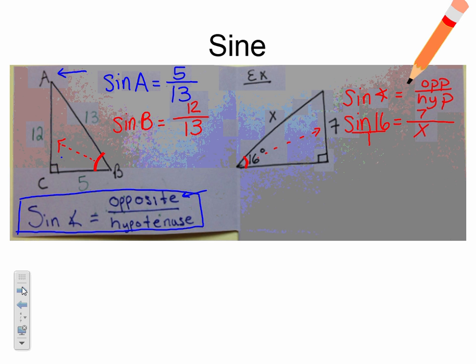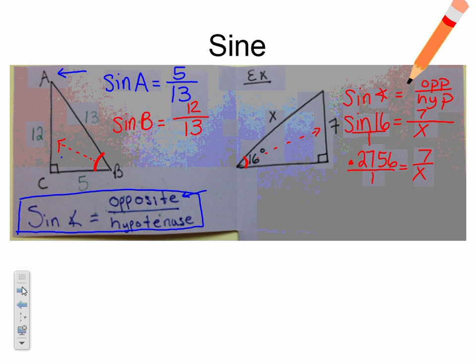Now I would go to my calculator and ask it to give me a decimal approximation for the sine of 16. So you type in sine 16 in your calculator, and it gives you kind of a crazy answer here: 0.2756, and a lot more happening after that. I always like to keep 4 decimal places for accuracy at this point.